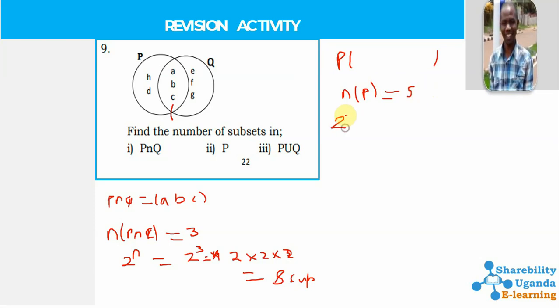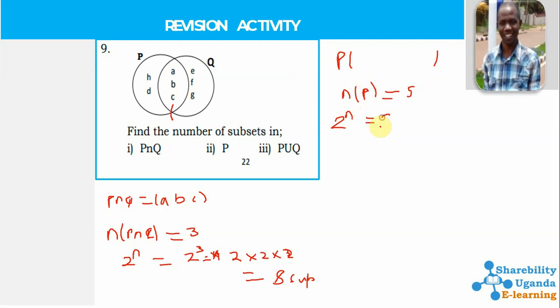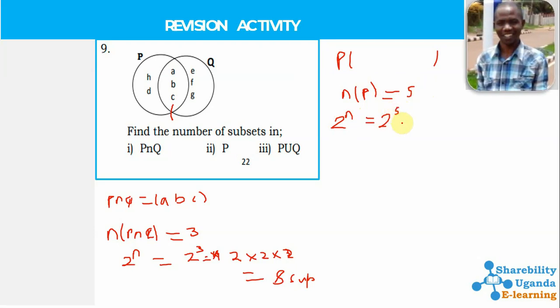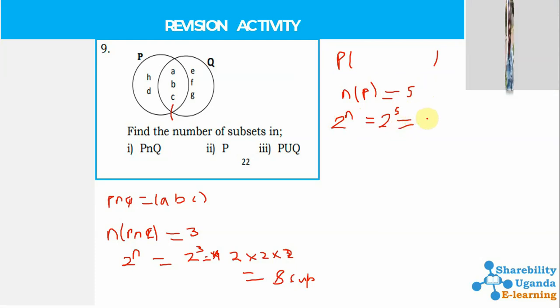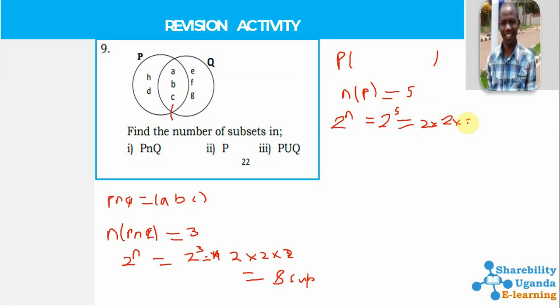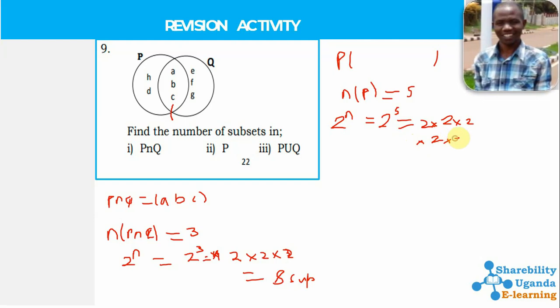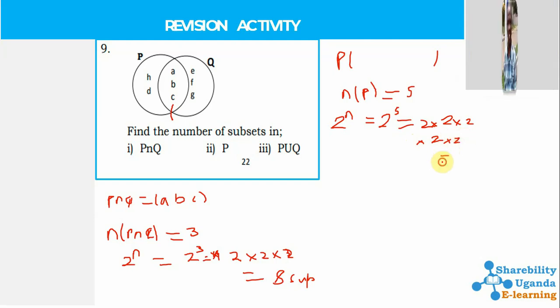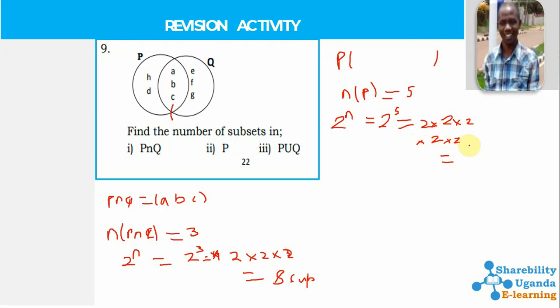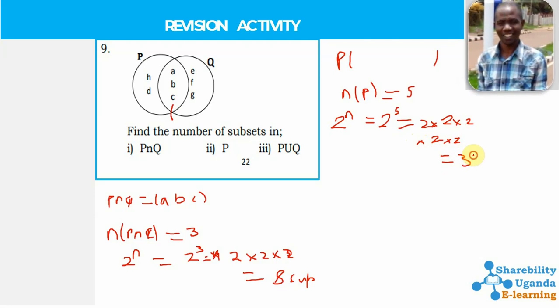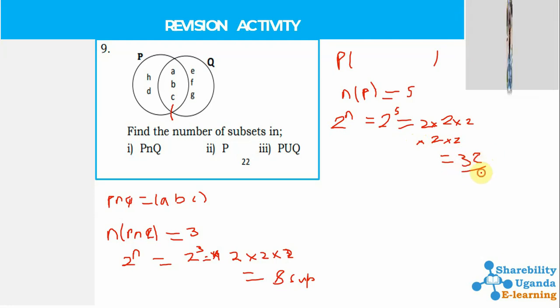So that means 2 to the power n is going to be equal to 2 to the power 5. We said this is the same as 2 times 2, 5 times, so we should be able to get our answer. That is 16 times, this is 4, this is also 4, that is 16 times 2, which is 32. These are going to be subsets.